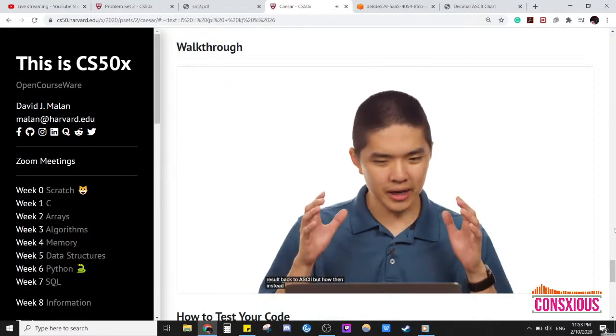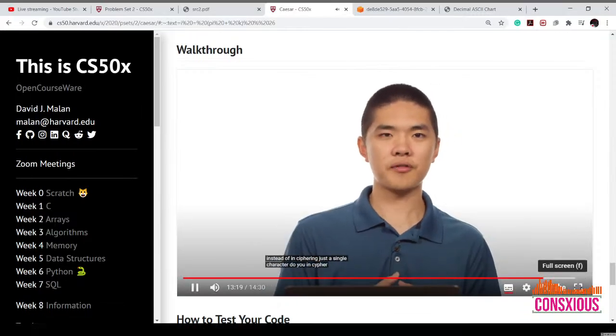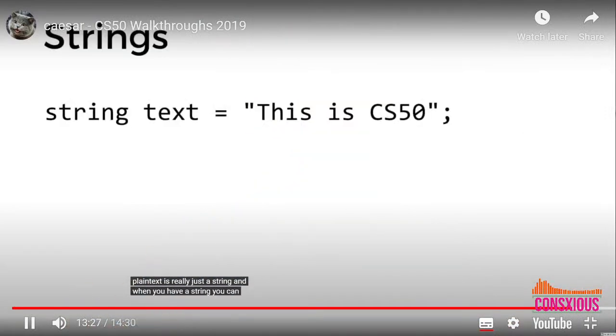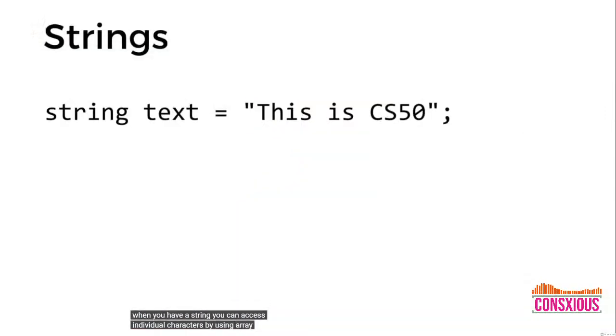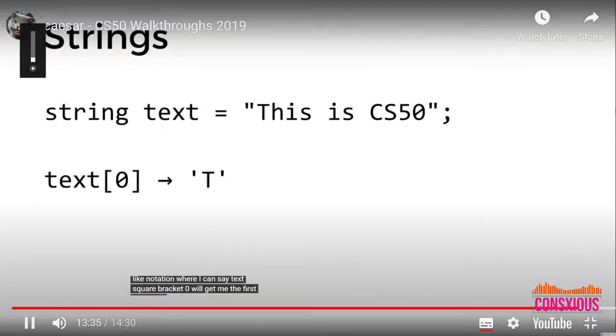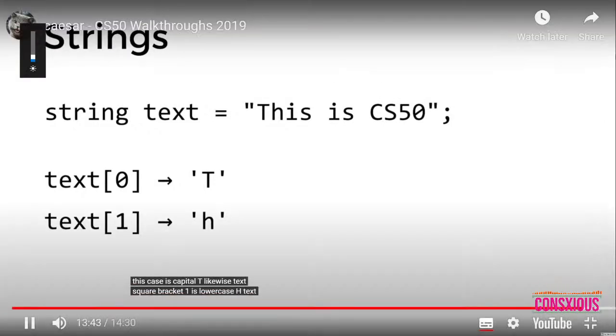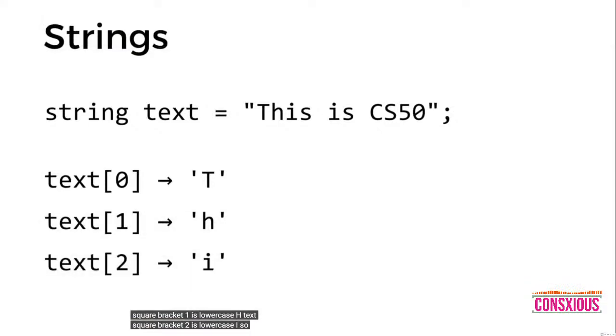But how then, instead of enciphering just a single character, do you encipher all of the characters that are in the plaintext? Well, recall that the plaintext is really just a string. And when you have a string, you can access individual characters by using array-like notation, where I can say text square bracket 0 will get me the first character of the string text, which in this case is capital T. Likewise, text square bracket 1 is lowercase h, text square bracket 2 is lowercase i, so on and so forth, and I can use this notation to access any of the characters inside of the string.